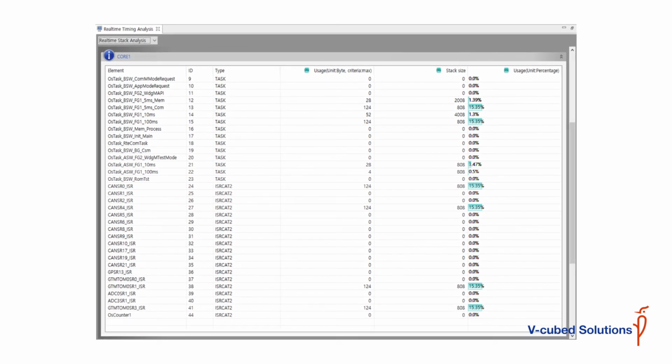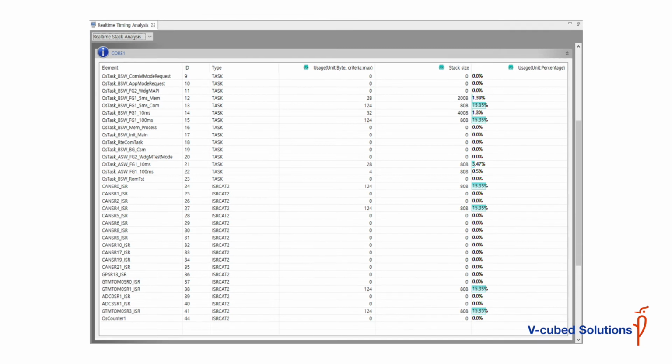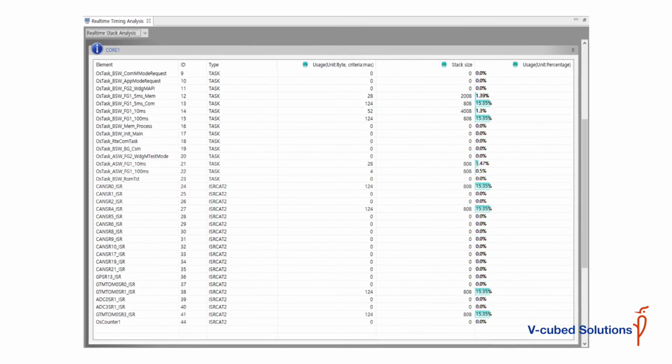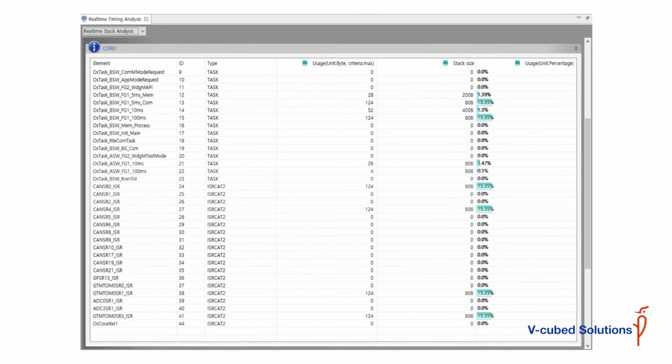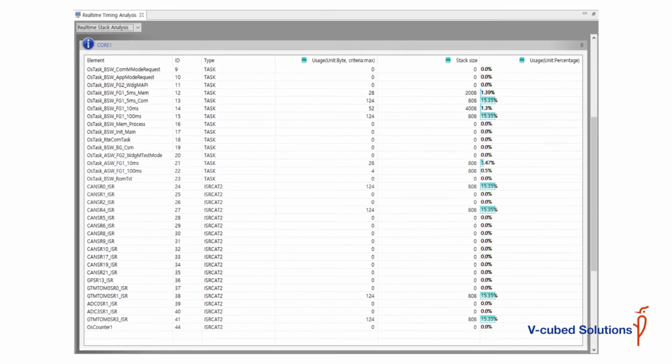It can show the usage in bytes, the percent of stack size, and the percent of usage for each task. And this is for each core. So all the tasks on each core and those details for them. So those are all the measurements that it makes.